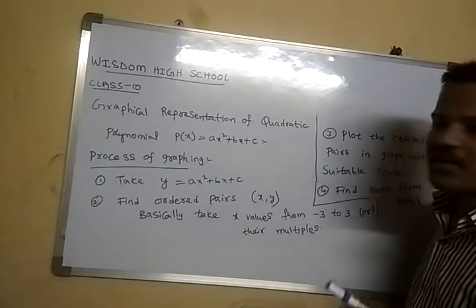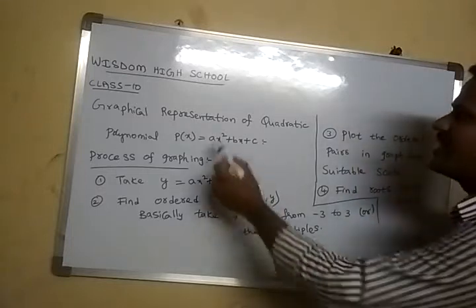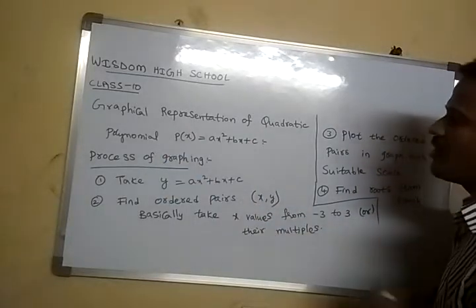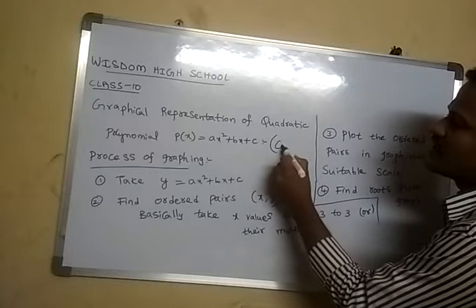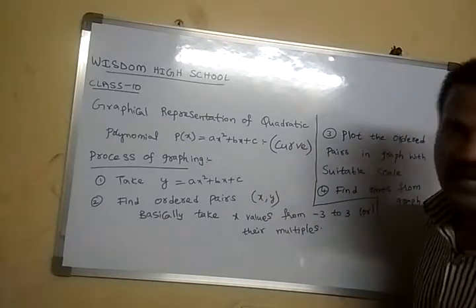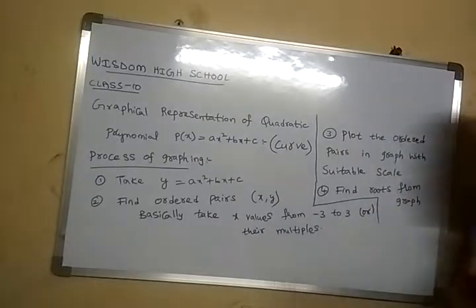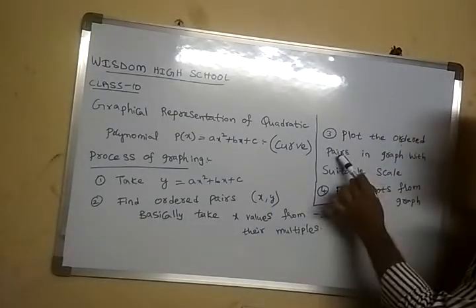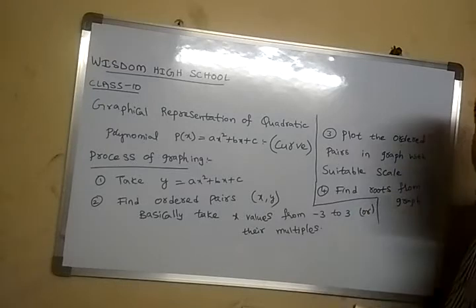Don't draw with the scale here because it is a quadratic polynomial. The graph of a quadratic polynomial will be a curve. It should not be a straight line. So with a soft hand, you join these ordered pairs to get the graph.